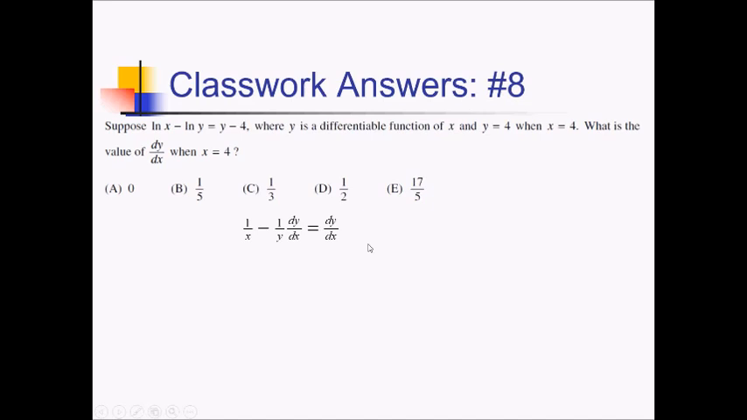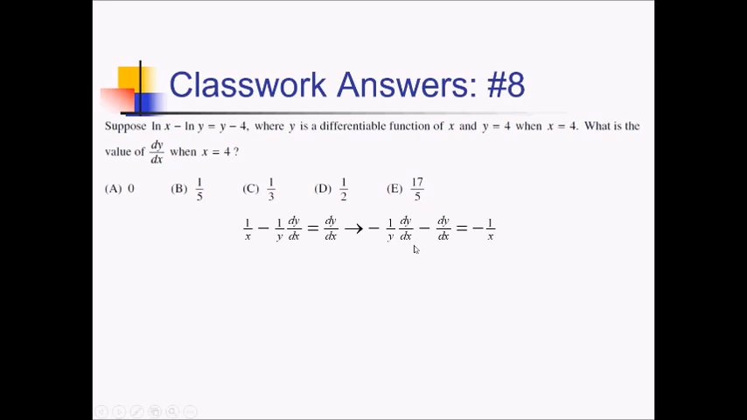4 gets differentiated away, so we'll just not bother writing it. And at this point, let's isolate dy over dx. So let's keep this negative 1 over y dy over dx term on the left. And then I'll subtract this other dy over dx term to be there with it. This 1 over x term, I can move that over to the right side.